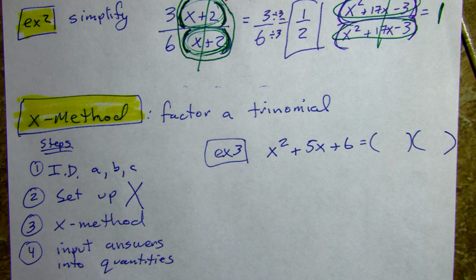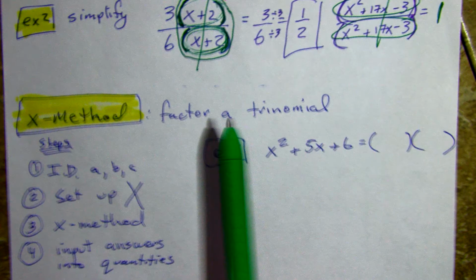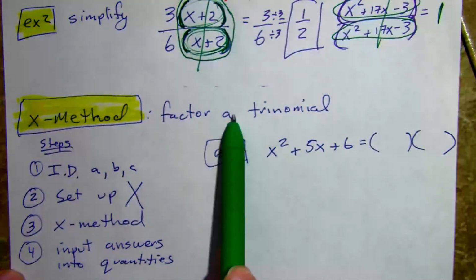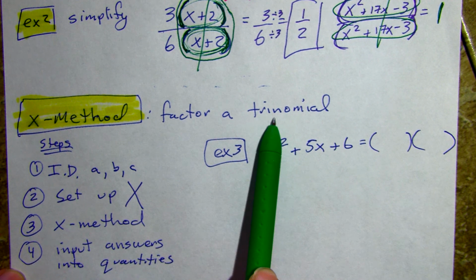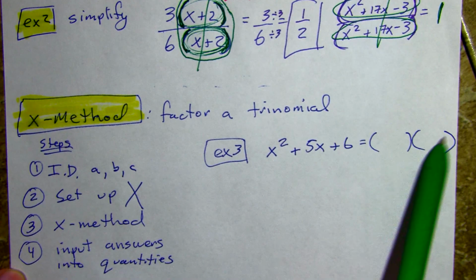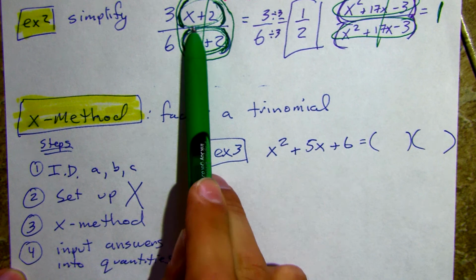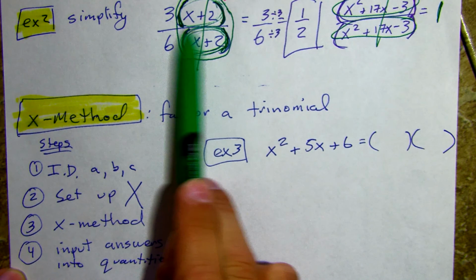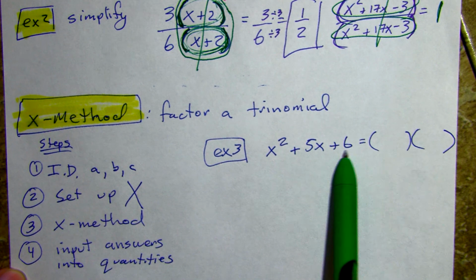So look, when we want to factor a trinomial, and the reason we're going to do that is we want to set up two expressions, like when we had a fraction, a rational expression, we're hoping to factor it into two expressions so that we'll be able to cancel one of them out. That's the name of the game. That's why we're going to do it, okay? So look, we are going to look at this expression here, x squared plus 5x plus 6. And we're going to factor it using the X method.